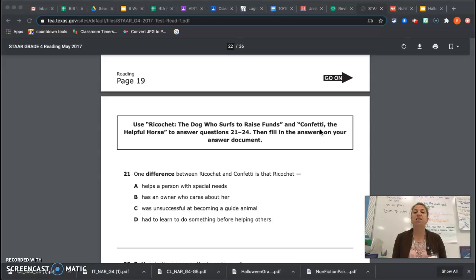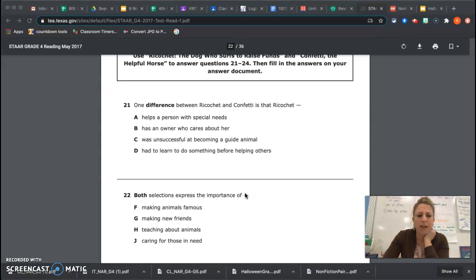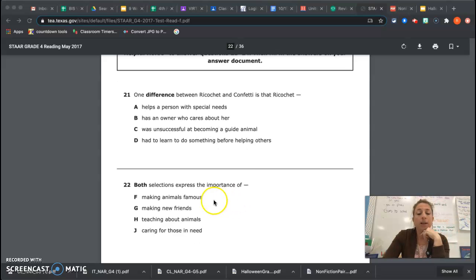So I want us to look at not necessarily what are the answers to these questions, but I want you to see how they ask paired passage questions about how both stories are the same and how they're different. So look at this one. One difference between them. So I have to think, okay, how are these stories different? One was about a dog, one was about a horse. That's what I know already. And so I would think about that before I answered it.